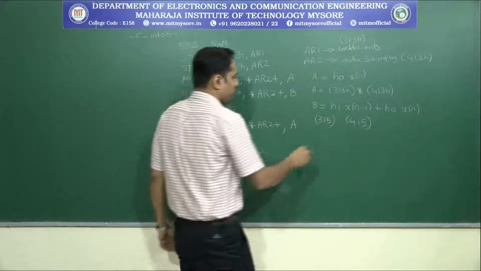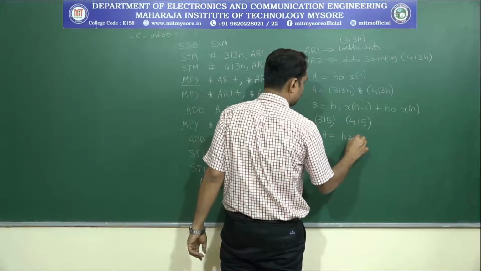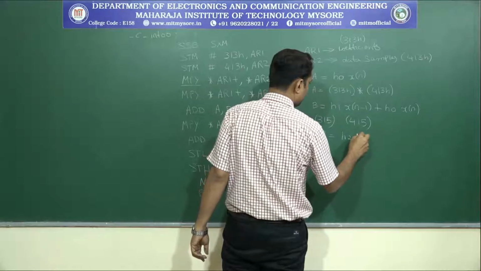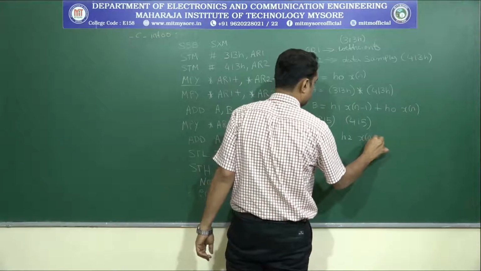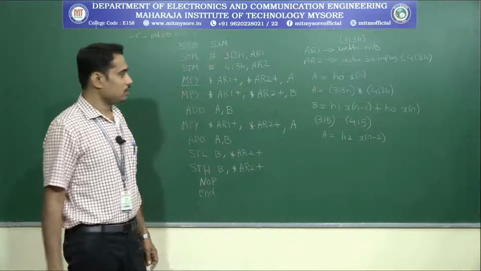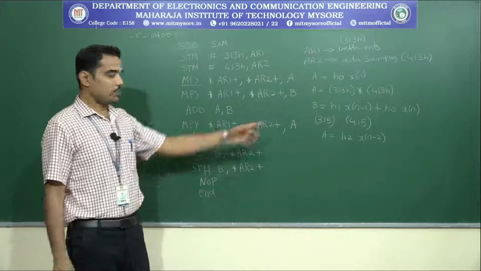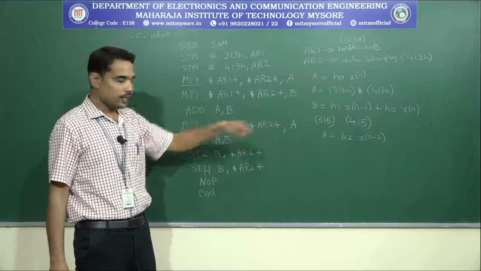That means A will be stored with respect to H2 into X of n minus 2, with the location 315 into 415. Now the product is stored in accumulator A.